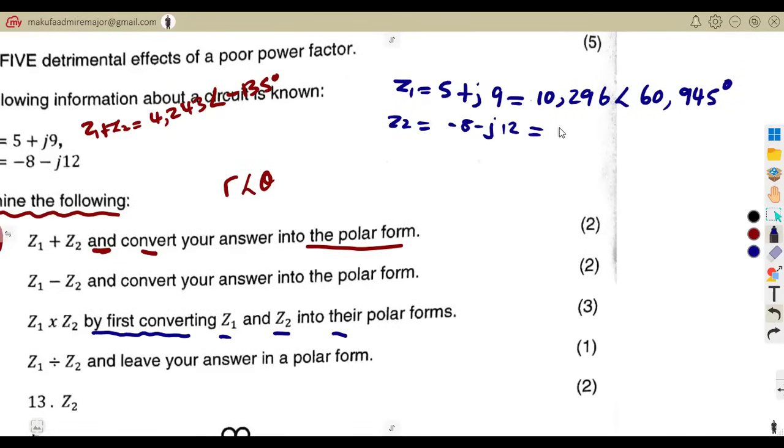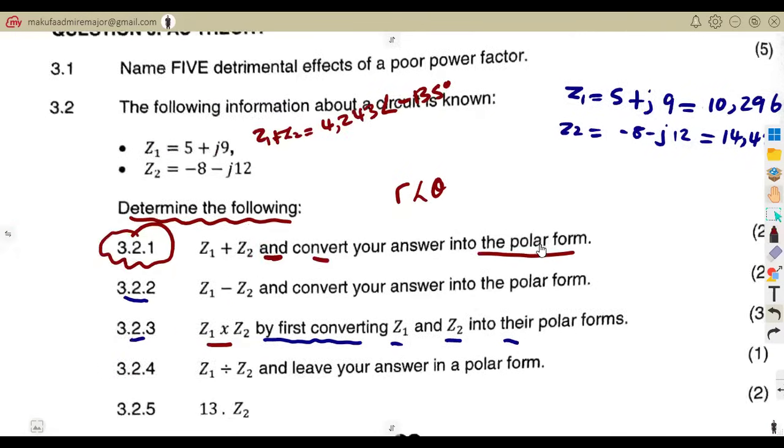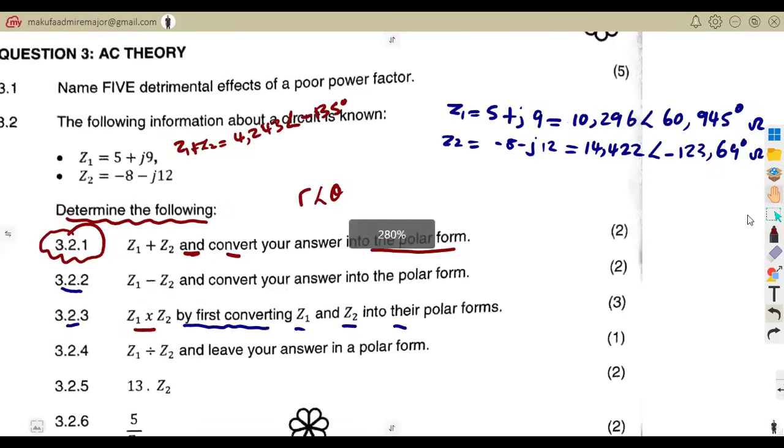You do the same thing for this Z2, which is minus 8 minus J12. Use your calculator. You're going to get 14.422 at an angle of minus 123.69 degrees. That is your Z2 and your Z1. And they need the product by first converting there. That's 3.23.